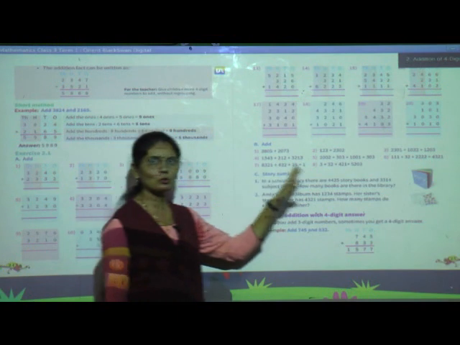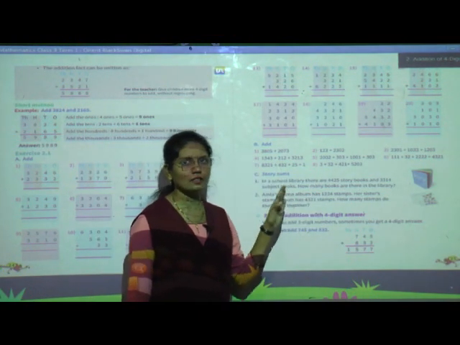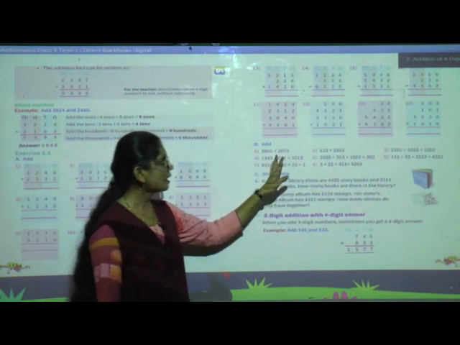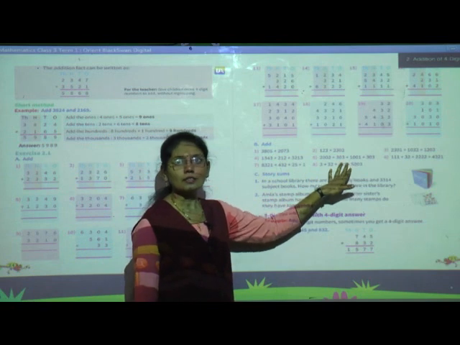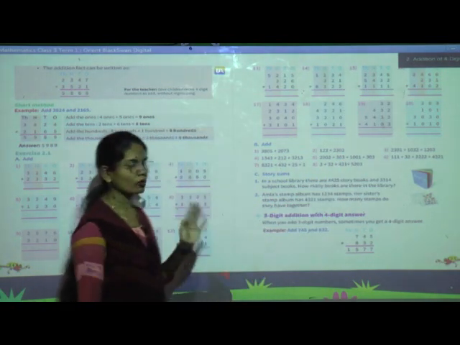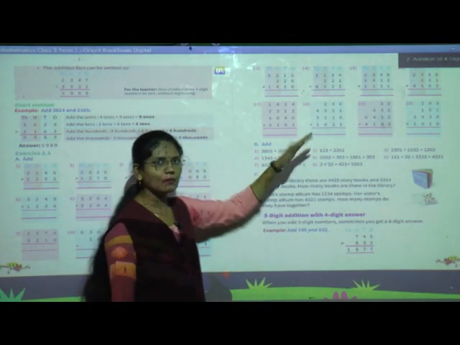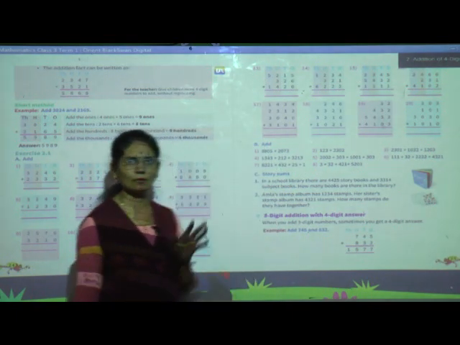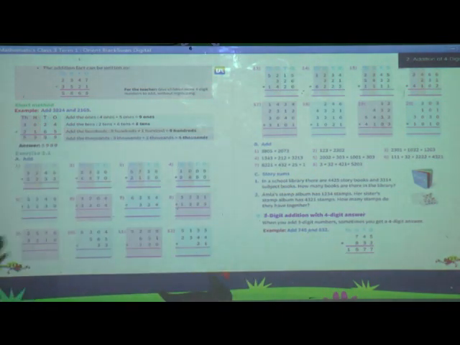Here also we have to do the addition, but here the numbers are given in a horizontal way. So first we have to arrange these numbers in a vertical way, and then we have to solve, we have to do the addition. So see the B question.